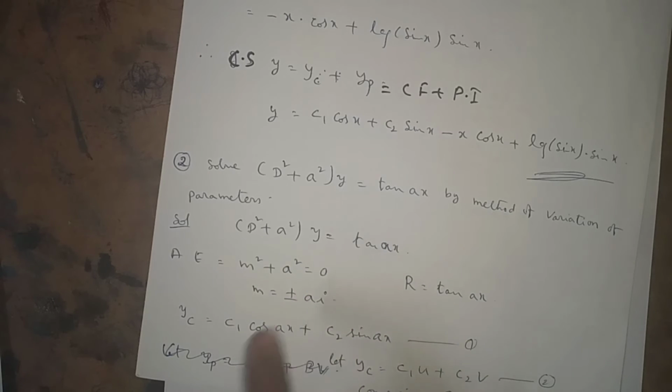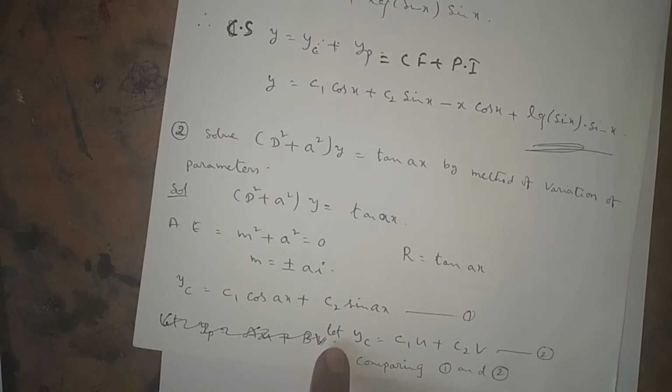Now m is equal to plus or minus ai means m is equal to 0 plus or minus i beta x, so alpha is equal to 0, beta is equal to a. Therefore the complementary function yc is equal to c1 cos ax plus c2 sin ax, because alpha is equal to 0, e to the power of 0x is 1. yc is equal to c1 cos ax plus c2 sin ax.